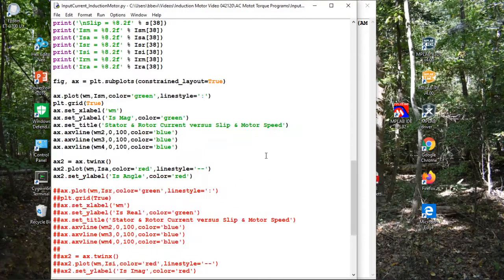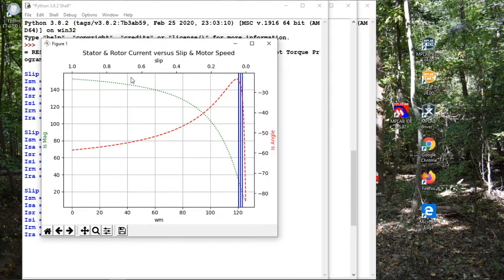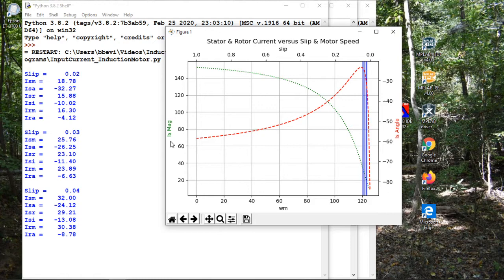So let's go in and do this first one here. So run. Okay, so here what we have is the actual current flowing, the magnitude of the current flowing in the stator. Okay, the red is the angle, and here's the actual current.